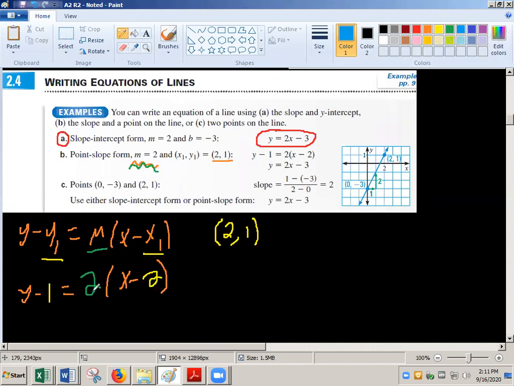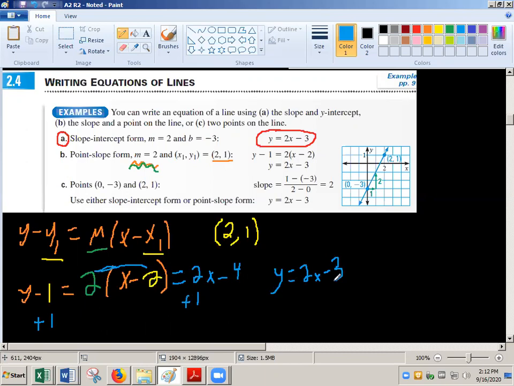My last step here is just going to do some solving so I can get everything on one side and get the y by itself. So I'm going to add 1. And I'm also going to do my distribution here. So my distribution here is going to turn this into 2x minus 4. And with the 2x minus 4, just know that I'm adding 1. So I'm going to add 1 here as well. So my final equation should look like y equals 2x minus 3.